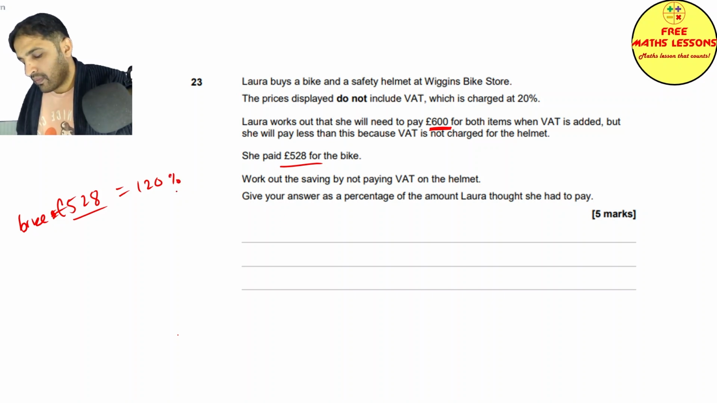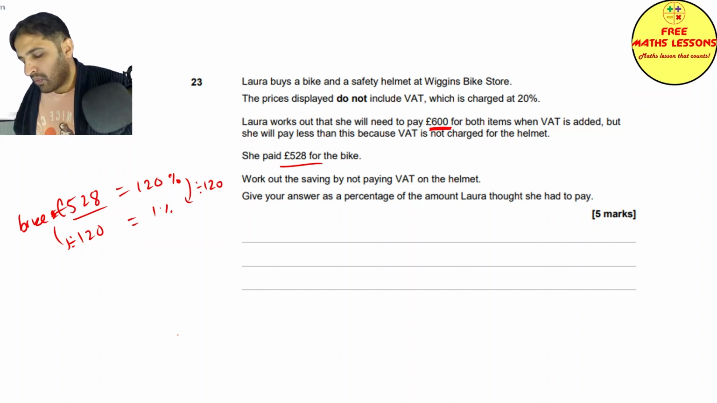So what do we need to do? Work out what 100% is. So divide it by 120. That'll get you 1%. That'll give you what 1% is equal to. So when you divide that by 120, you'll get 1%. 528 divided by 120.